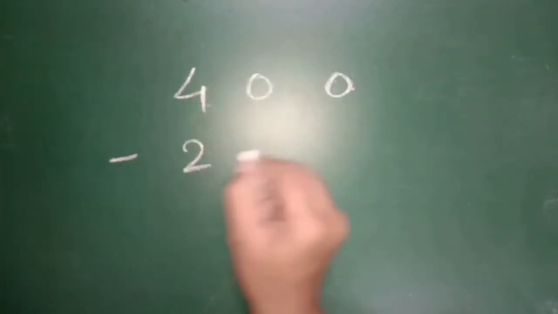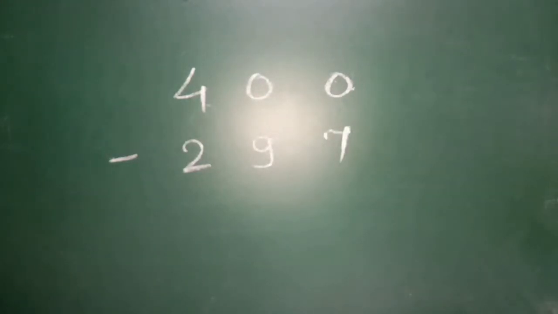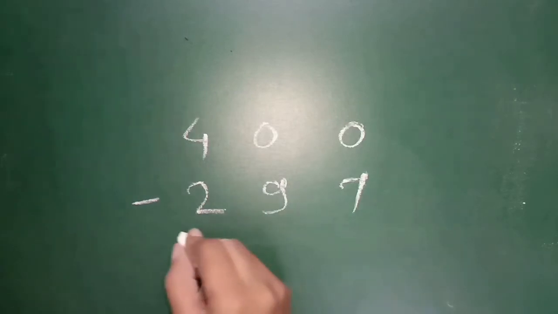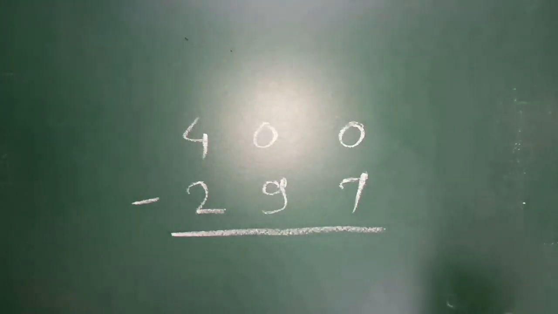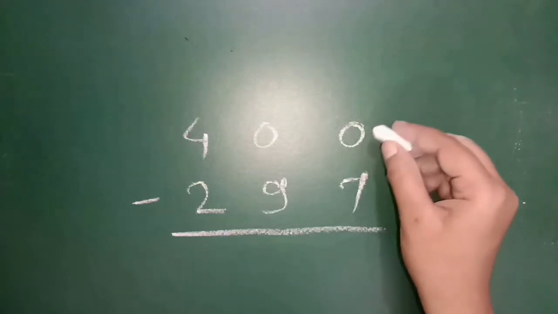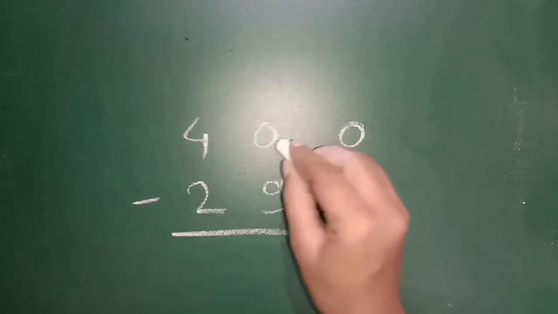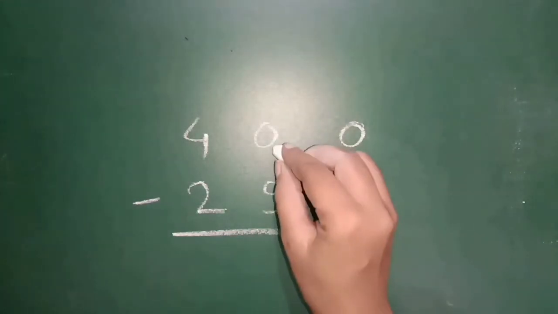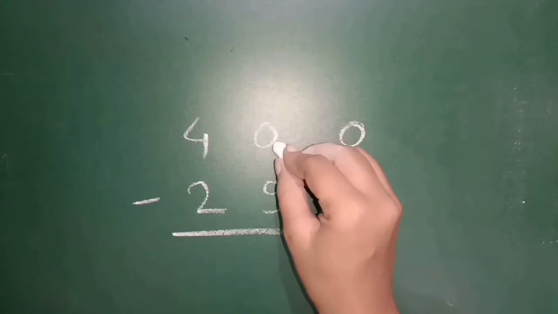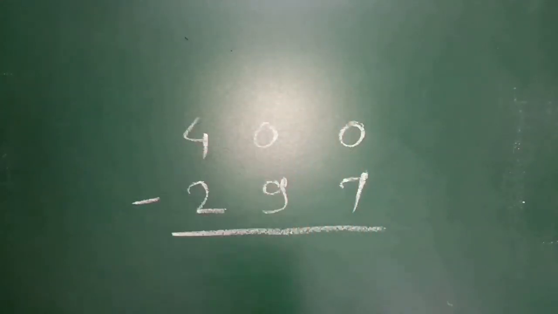400 minus 297. Solve ones place. Student, we cannot subtract 7 from 0, so we have to borrow 1 tens from tens place. But here again 0 is, so that we cannot borrow from tens place. So move toward 100 place.